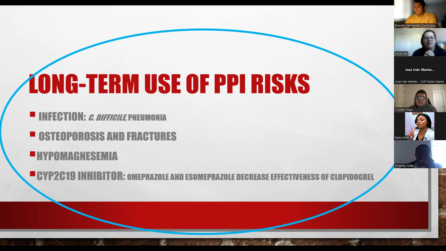Long-term risks of PPIs also include low magnesium. So we're not absorbing our magnesium as much, and so we can have low magnesium, which can affect our heart. And then we do need to think about omeprazole and esomeprazole because those are 2C19 inhibitors, and those decrease the effectiveness of clopidogrel, which could lead a patient to have a stroke or a heart attack. So my favorite PPI to use is pantoprazole. It's not a 2C19 inhibitor. It's available generic, very easy to use.